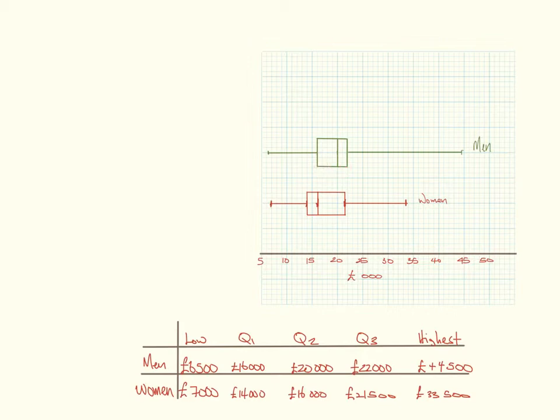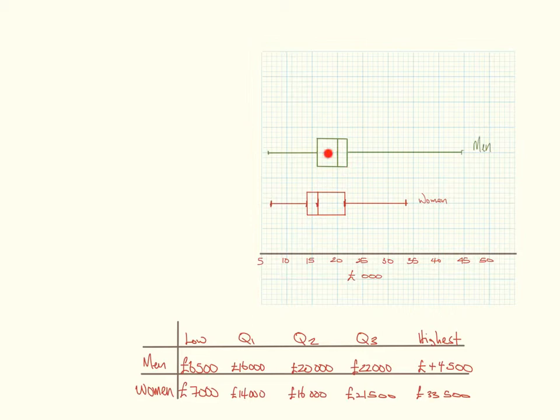So there's not a lot of spread here at all. So this is quite tight. This is quite a tightly packed group of men here, receiving this money. And you tend to have a negative skew here.